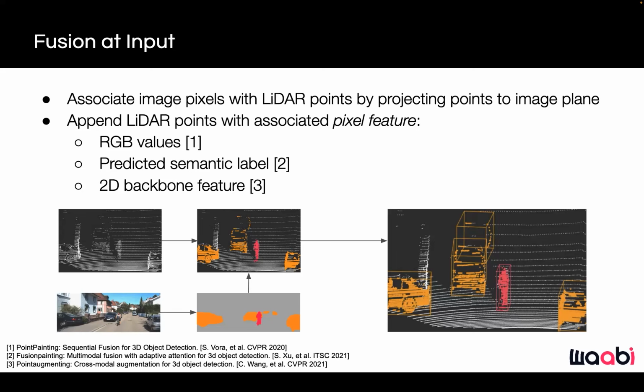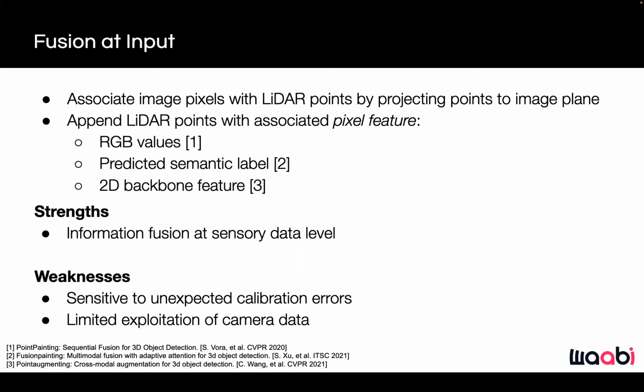And then we can append the pixel feature, like RGB, the semantic labels we predict, or the 2D backbone features, to associate with the LiDAR points. The enhanced LiDAR point cloud is then fed into an off-the-shelf LiDAR-based detector. Compared with output fusion, input fusion provides a denser raw data fusion. However, it doesn't fully exploit the camera information as it's represented in a primitive low-dimensional format. It is also sensitive to calibration error between the camera and LiDAR.